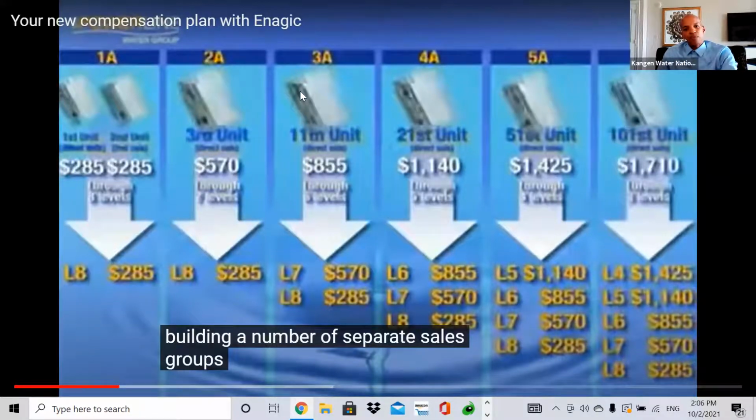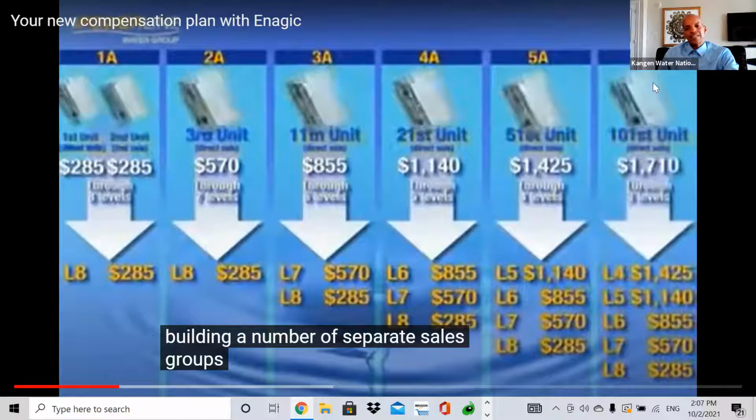Your 3A level represents your 11th sale through your 20th. That means that from the 11th sale to your 20th sale, you make $855 every time you refer or sell the machine to others. Your 21st sale to your 50th sale is your 4A level, and there are two others left. Your 21st to your 50th sale are your 4A level at $1,140 per sale. We support you in your promotions of the sales of the Kangen water machines. The 5A level is your 51st sale to your 100th sale. You will make $1,425 every time you sell the machine.